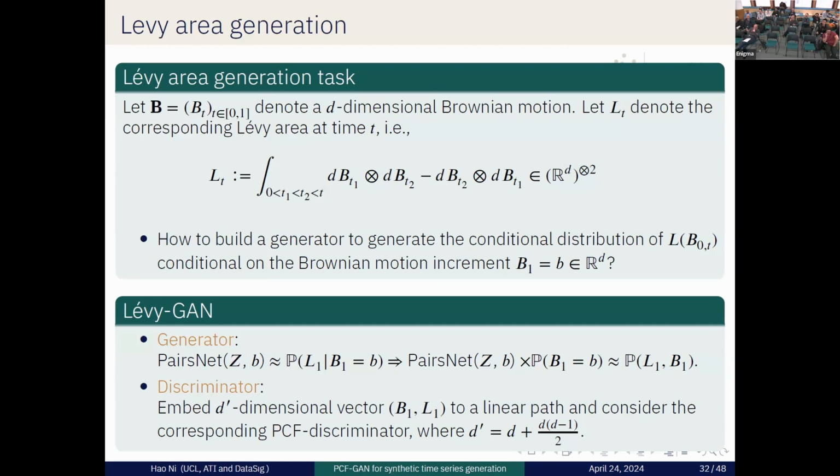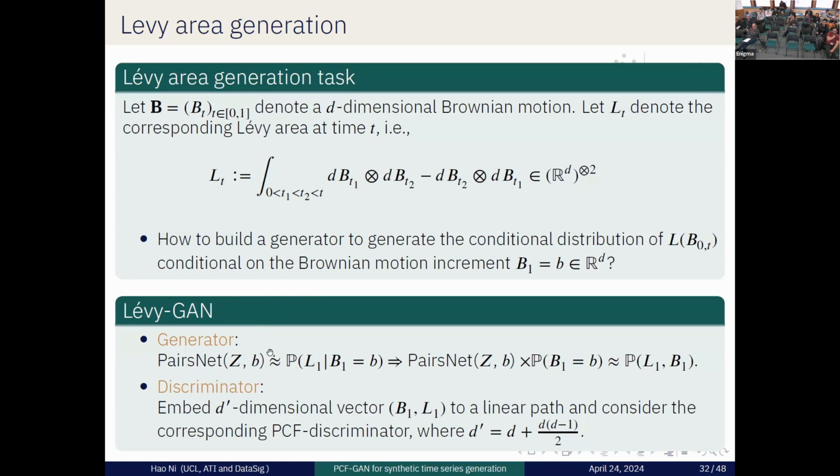I'd like to use the following few minutes to talk about the application of the PCF-GAN to even non-time-series data. In this case, the goal is to use the conditional generator to simulate samples such that their distribution is close to the conditional law of the Levy area given the Brownian motion increments at time 1. So we build the Levy GAN to solve this task.